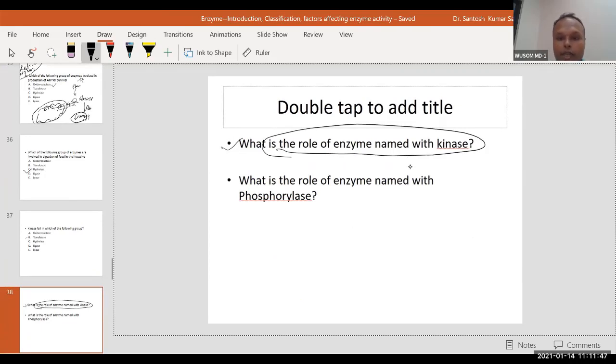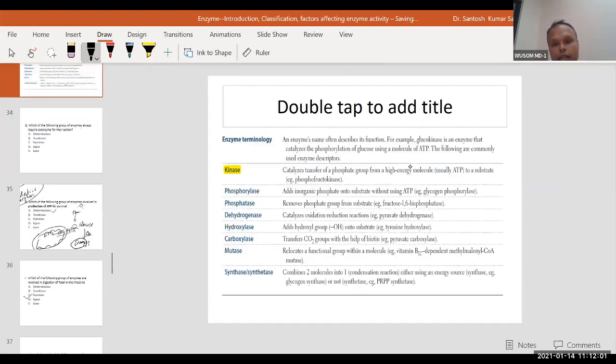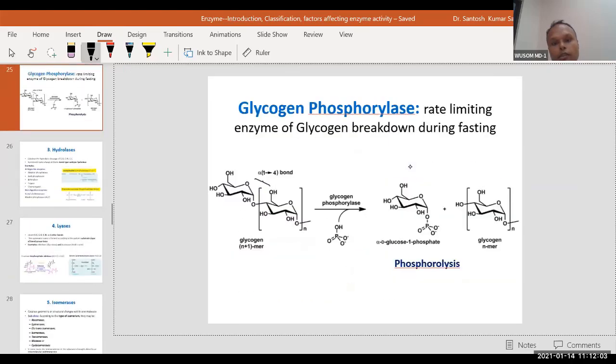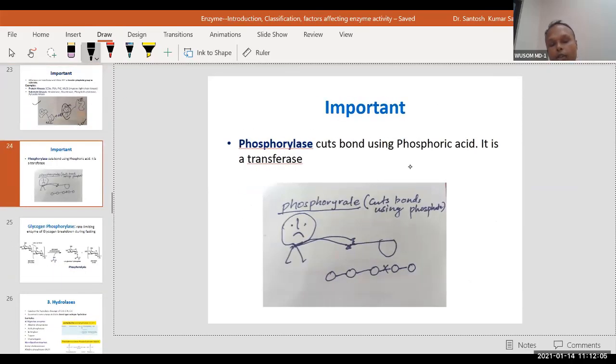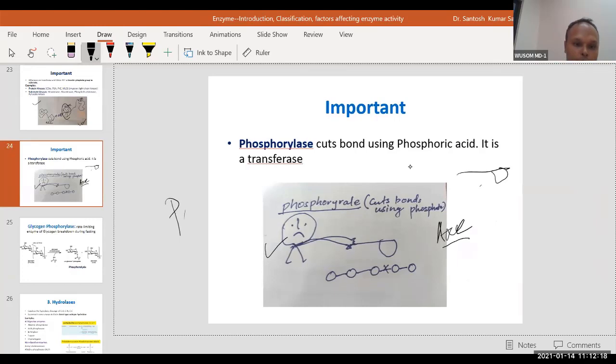Then what is the role of an enzyme named with phosphorylase? You can again tell me. I have a second cartoon for this. So wherever I've made a cartoon, those are important parts. You can see this guy is taking the X. Okay, X is very similar to phosphate, phosphorus, PO4.